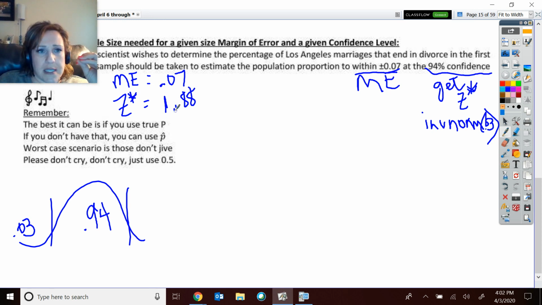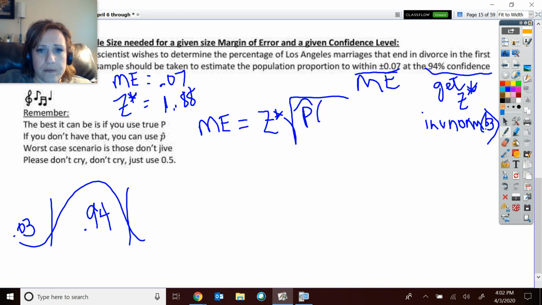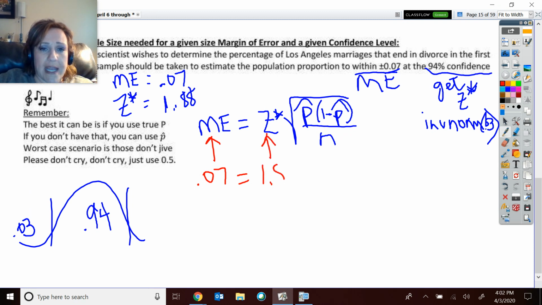Now, this problem says, okay, let's go ahead and figure this out. Well, let's write our formula. Margin of error equals that critical value times that standard deviation. Okay, we should be able to fill in all of the data we need except for n. All right, so let's do that. I know that that margin of error is 0.07. We just computed this critical value is 1.88. Okay, then I got a square root, and I'm going to be solving for n.